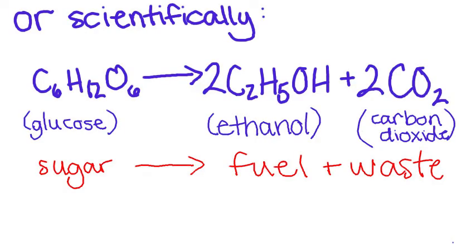And more scientifically, in the case of ethanol fermentation, one glucose, the sugar, yields two ethanol molecules, which will be used as fuel, and two carbon dioxide molecules. This is a waste the cell must get rid of.